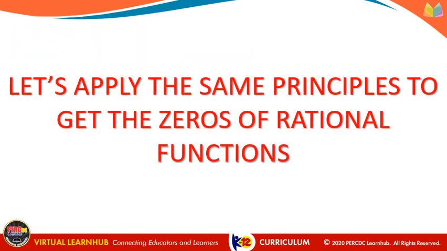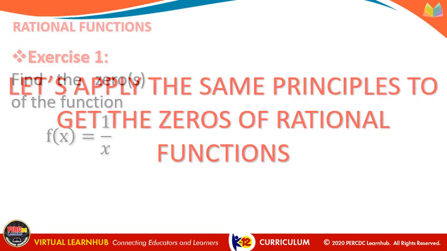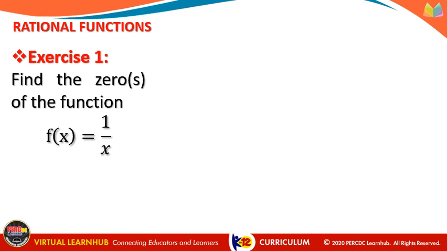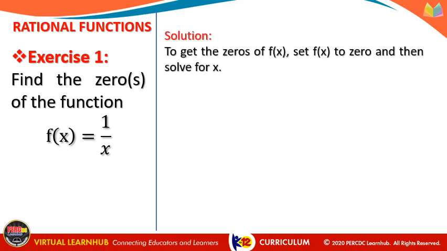Sige, let's apply the same principles to get the zeros of rational functions. Let's start with this exercise. Find the zero or zeros of the function f of x equals 1 over x. So again, our solution is to get the zeros of our function, let us set f of x to 0, gawin nating 0 yung f of x, and then from the resulting equation, let's solve for x.